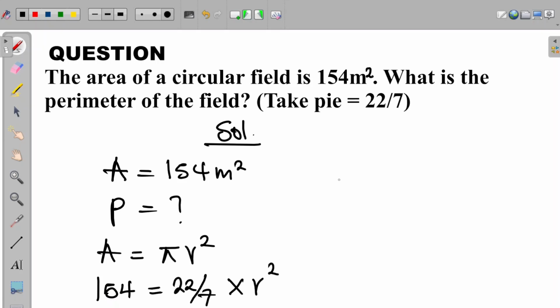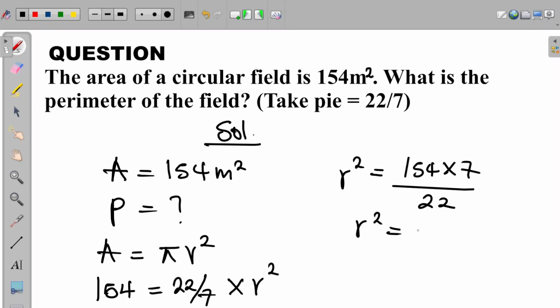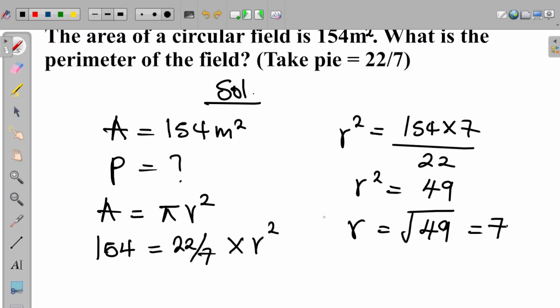So again, if we make r squared the subject, we have 154 times 7 divided by 22. So r squared is equal to 49. Now to obtain the value of r, we take the root of both sides. So we have root of 49. 49 being a perfect square is equal to 7. So the radius is 7 meters.